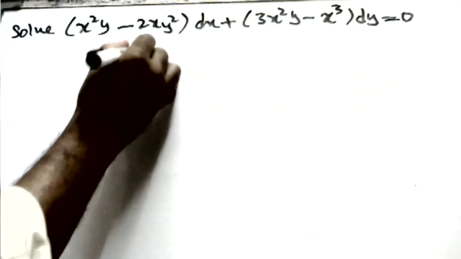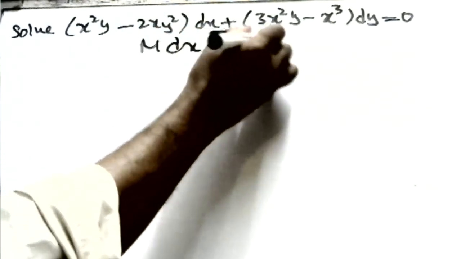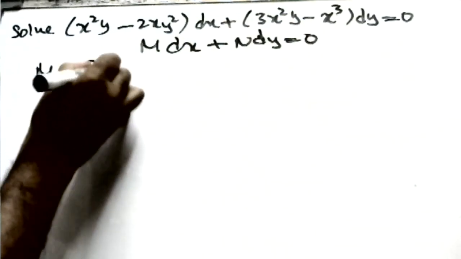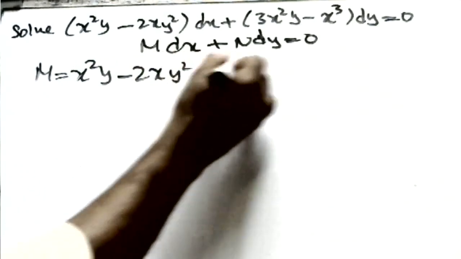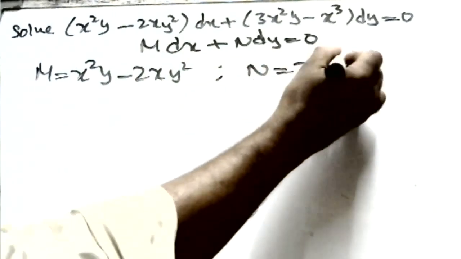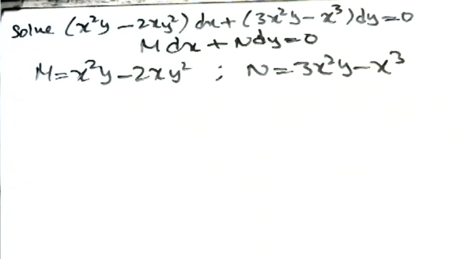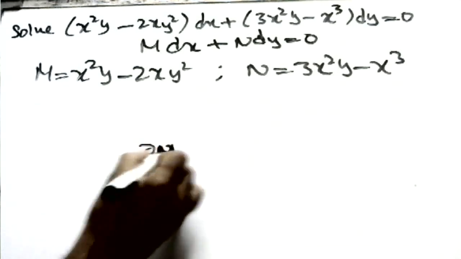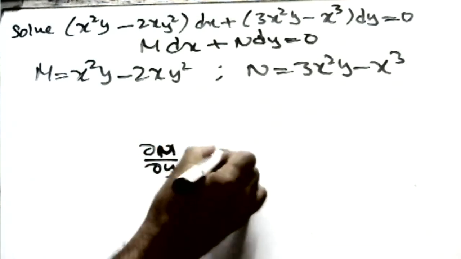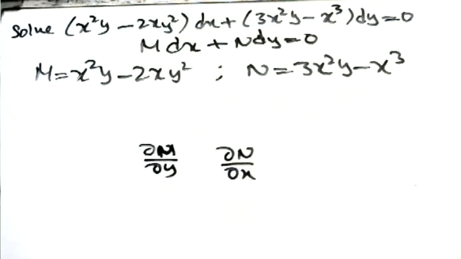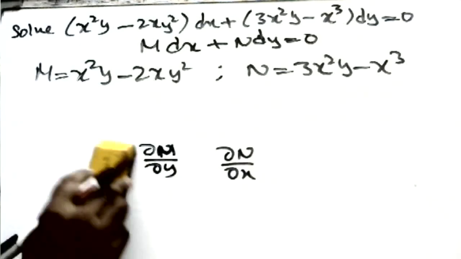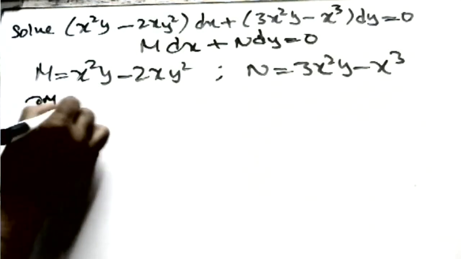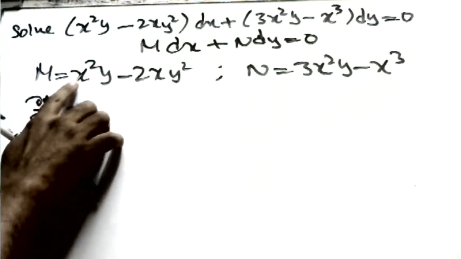Now see how to start the question written on the board. First, let me see whether it is homogeneous or not. M dx plus N dy equals 0. Write the value of M, and the value of N. Now we already know that we have to check whether it is exact or not. For that, we have to find dou M by dou y and dou N by dou x. If these two are equal, we say it is exact. So let me see dou M by dou y, with respect to y.